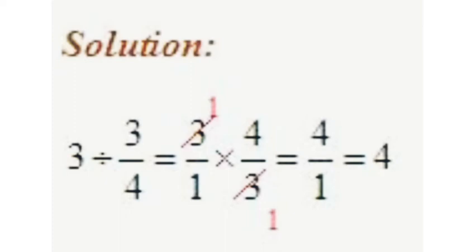In the numerator you have 1 into 4, which is 4, and in the denominator you have 1 into 1, which is equal to 1. So you will get 4 by 1. 4 by 1 is the same as writing the whole number 4.